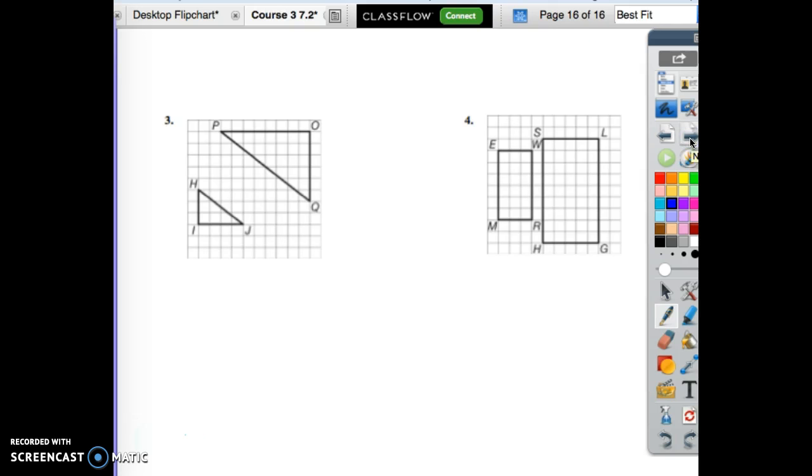This side is 3 over, and this one's hard to tell. It looks like this was rotated here, so this would be my corresponding side, 6. And then this base matches this, so that's 4 over 8. So 3/6 is equal to 4/8, which is 1/2. So these are similar.